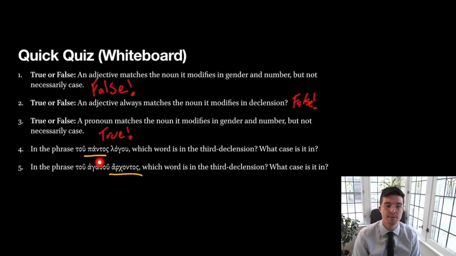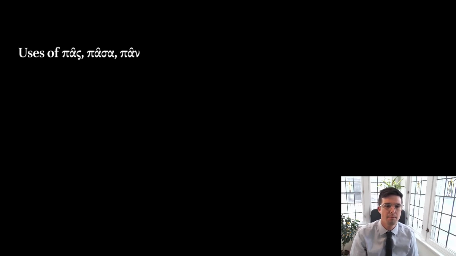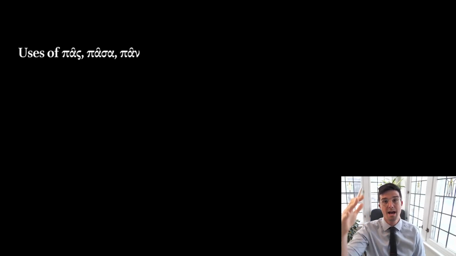And then in this phrase that we saw in the last slide, to pontos lagu, which one's the third declension? It's our adjective pontos in the genitive case. Same question right here. This time the noun is in the third declension, also in the genitive case. And over here, the adjective is in the second declension. In this example above, the noun is in the second declension. So once again, here we have our forms of pās, pāsa, pān, and let's get a little bit more on these particular adjectives, pās, pāsa, pān, and the forms by which they are also inflected here.